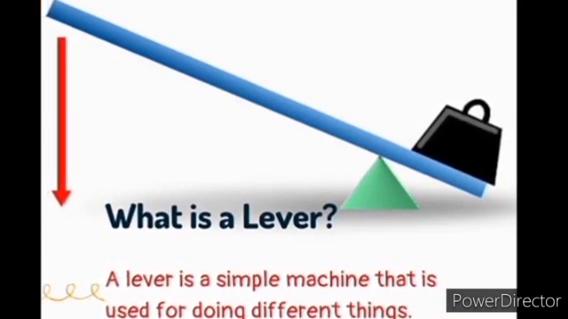What is a lever? A lever is a simple machine that is used for doing different things. So different things like what? A lever can be used to move heavy objects. A lever can be used to cut materials. A lever can be used to move anything.